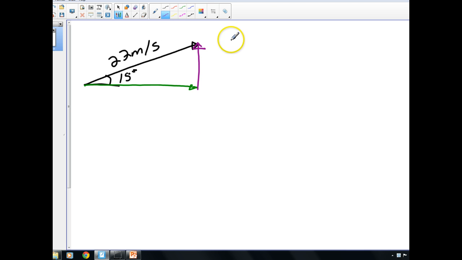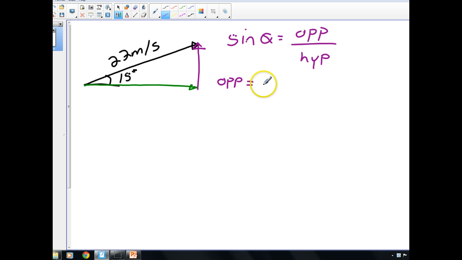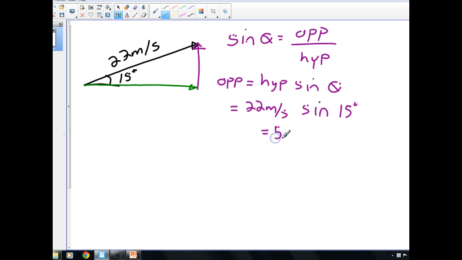The opposite side deals with the idea of sine. Sine of the angle is equal to the opposite over the hypotenuse. Okay? Or, in other words, the opposite side is equal to the hypotenuse times sine of the angle. If we put the numbers in, we have 22 meters per second times sine 15 degrees. And when you plug this in your calculator, it comes out to be 5.7 meters per second.